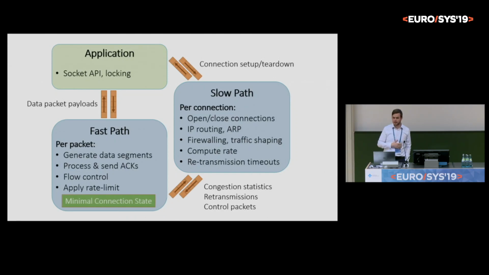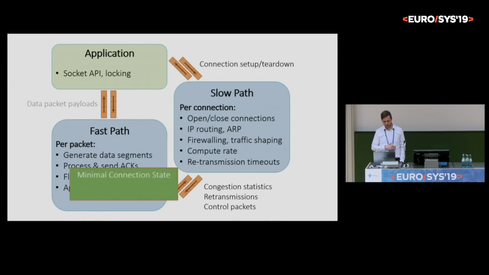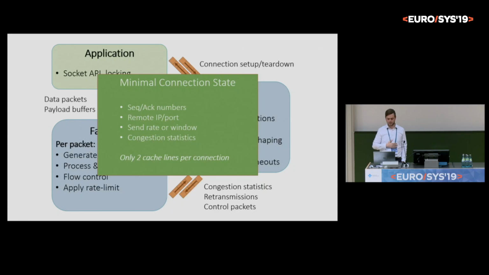By limiting the operations that we do in the fast path, we then minimize the connection state to only what is absolutely necessary there. So this includes things like sequence and acknowledgement numbers, remote ports and IPs, send rates, congestion statistics. In total, it only adds up to only 2 cache lines of state per connection in the fast path.